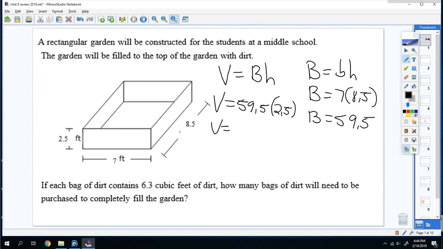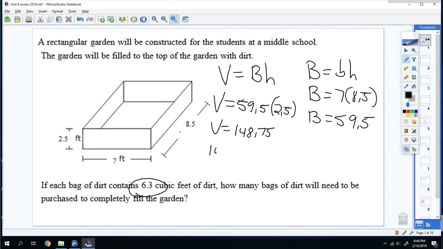So 59.5 times 2.5 is 148.75. And that's the volume of the garden. But that's not my answer, because my answer is asking us to figure out how much dirt we need to get, or how many bags of dirt we need to get to completely fill the garden. Well, each bag is 6.3 cubic feet of dirt.